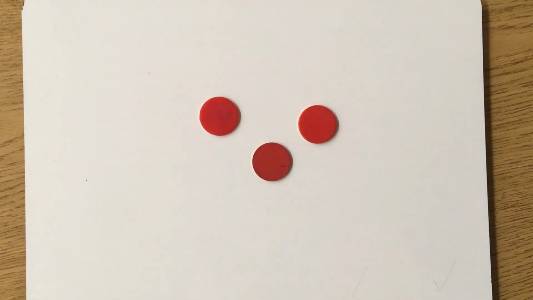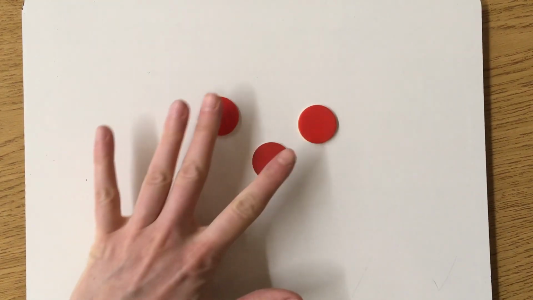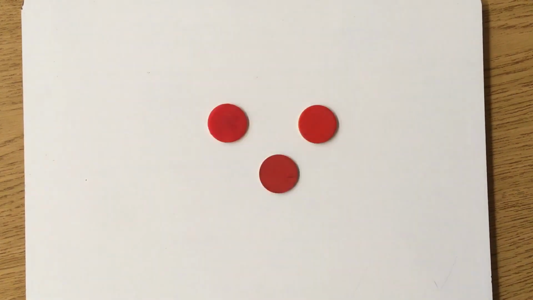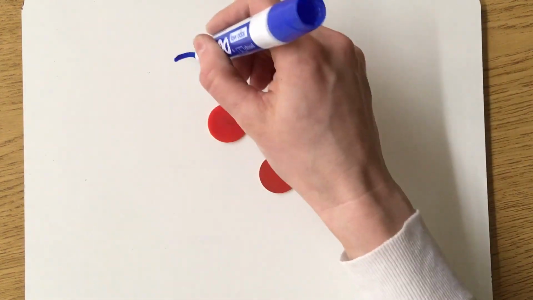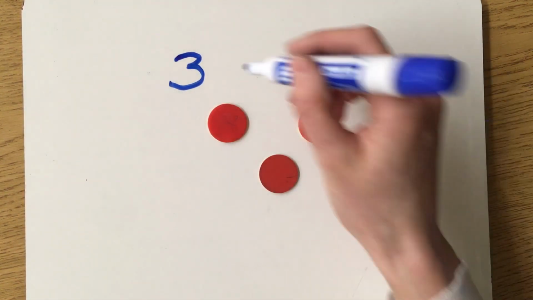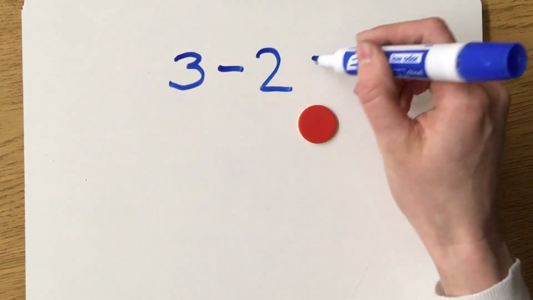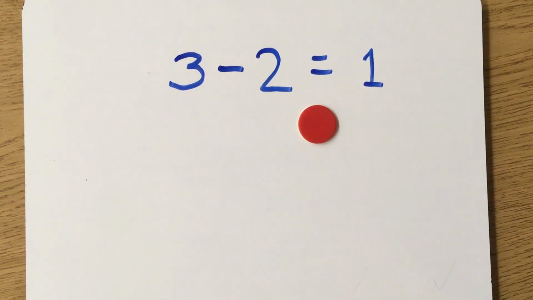I have 3 counters. If I take away 2, the number will get smaller. This is an example of subtraction. We can represent this with an equation. I have 3 counters, then I take away 2. I have 1 counter left.